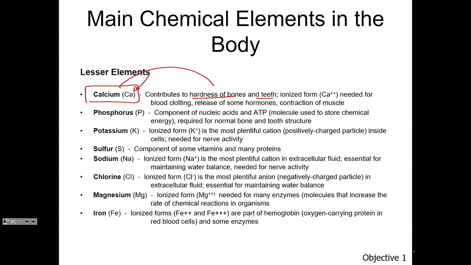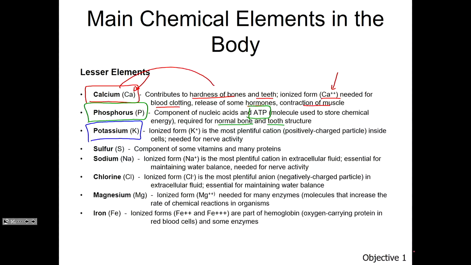So we need that ion, and we'll talk again about ion in a second, to help build those molecules. Okay, it's important for blood clotting. We need it for some hormones. We can't contract muscle without calcium. Okay, phosphorus. We also see this guy in bone and teeth. It's also a critical component of adenosine triphosphate, which is our energy molecule. And we'll get to that eventually too.